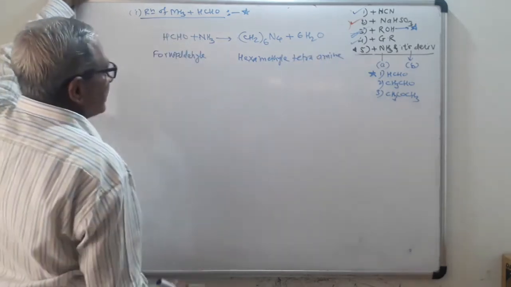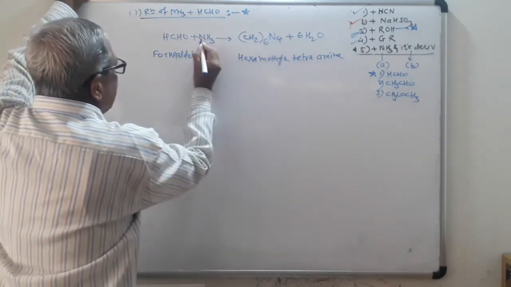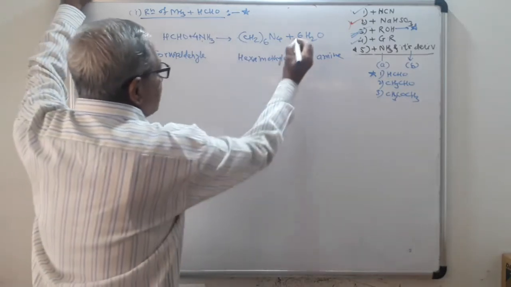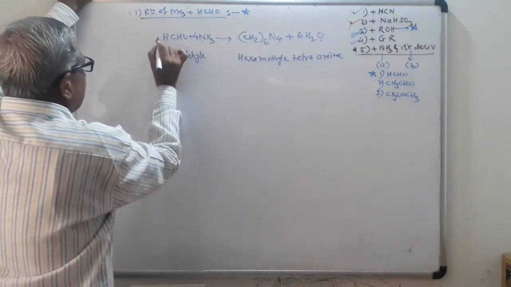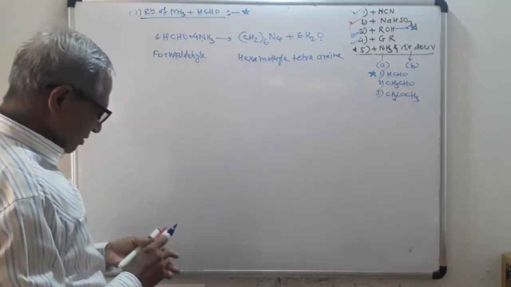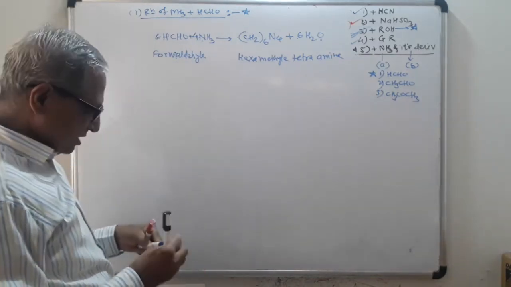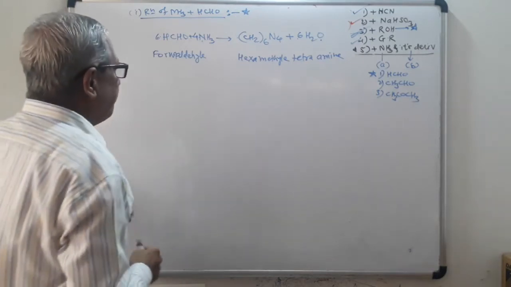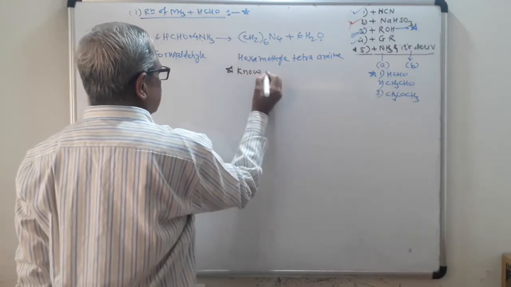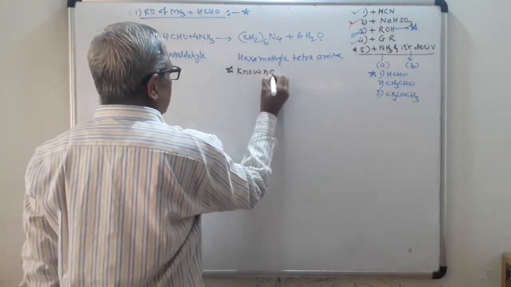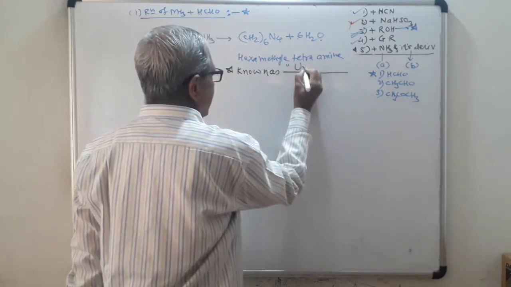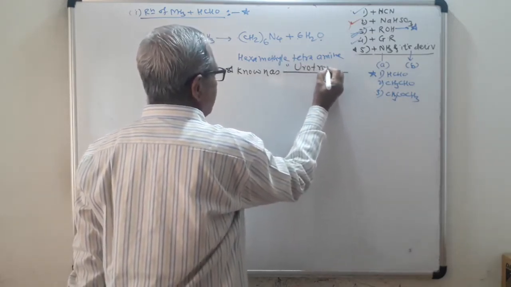You have to balance the reaction. See, N is 4 times in the product, N is only 1 time in ammonia, therefore you have to take 4 times ammonia. See, oxygen is 6 times, oxygen is only 1 time in formaldehyde, so 6 times. So the reaction is balanced. Now see the important question here. Hexamethylene tetraamine is known as dash dash. This is the important question. It is known as urotropine.